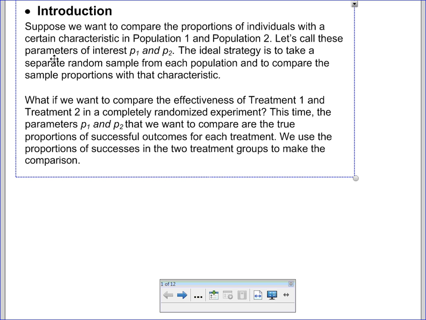Because remember, all the theory for the confidence intervals and the significance testing is based off sampling distributions. All our theory is based off the idea of, in a sampling distribution, what's the chance that we would get this?